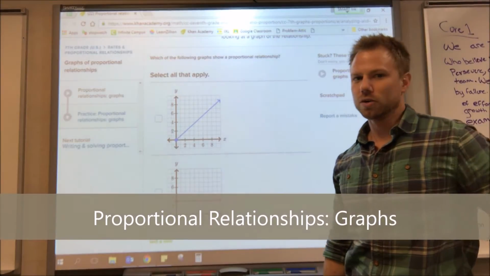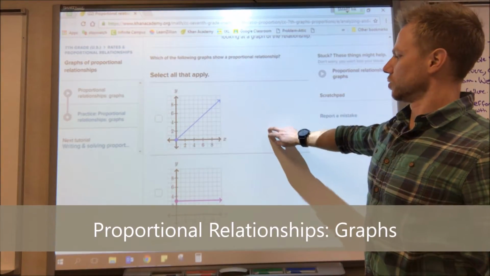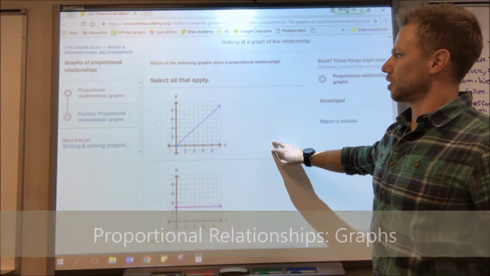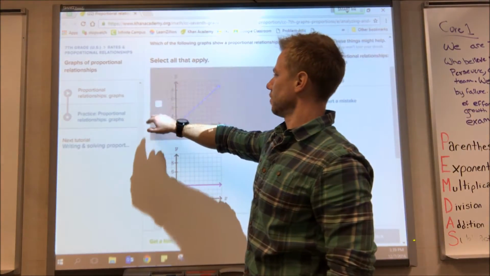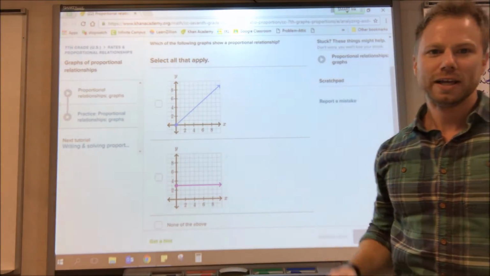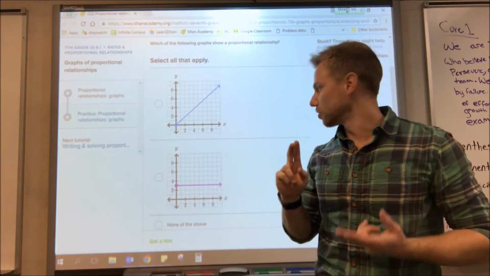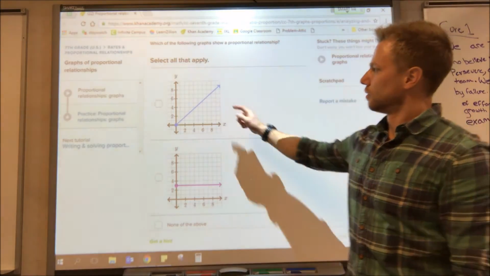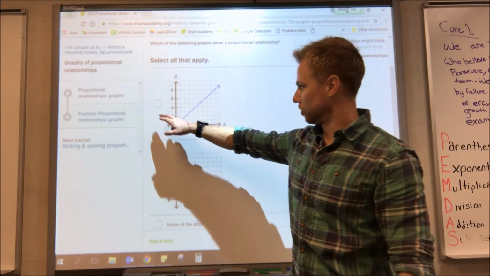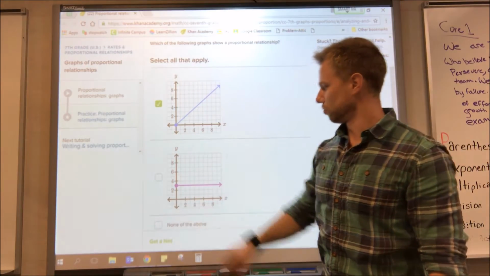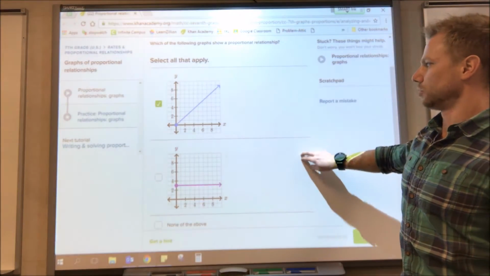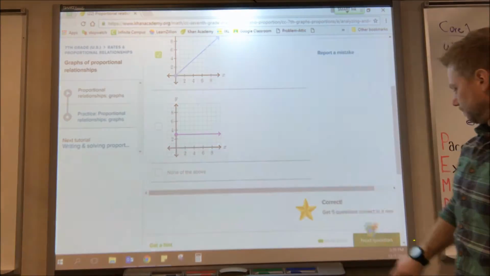All right, we are continuing our work with proportions. So we're looking at graphs and determining which are proportional. Okay, again, there's two things that need to happen in order for a graph to be proportional. It has to be a straight line, and it has to go through the origin, 0, 0. So this one is a straight line going through 0, 0, so that works. This one is a straight line, but it does not go through 0, 0, so it doesn't work, so it's just the first one.